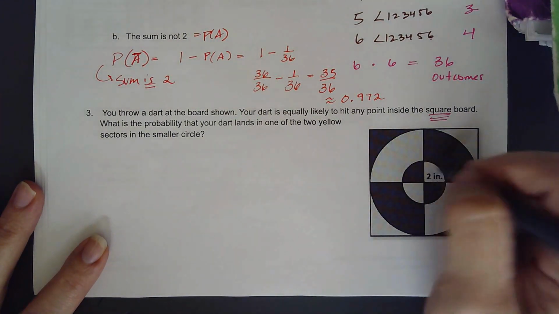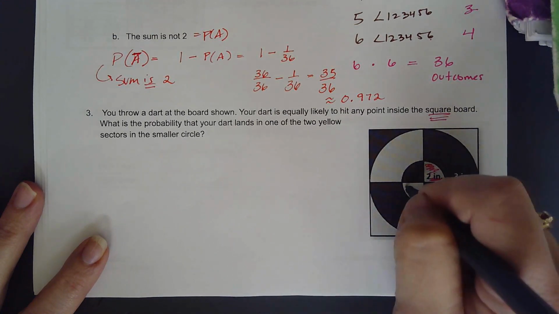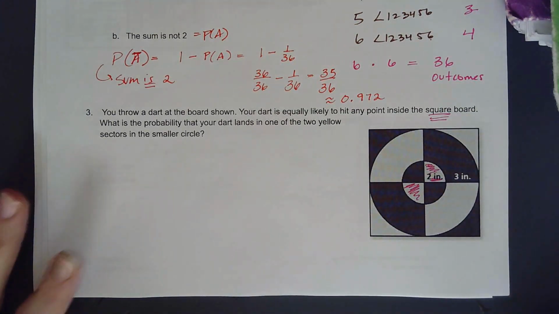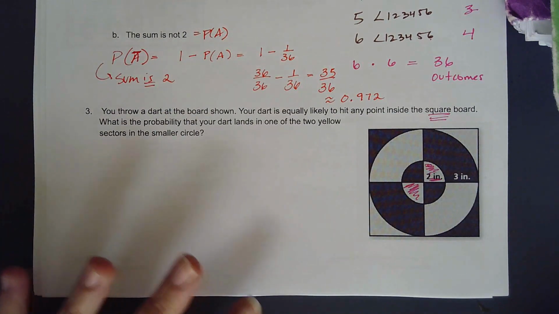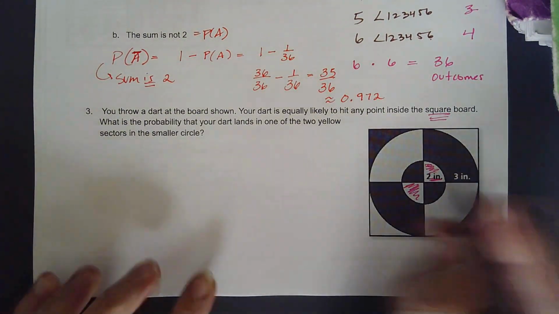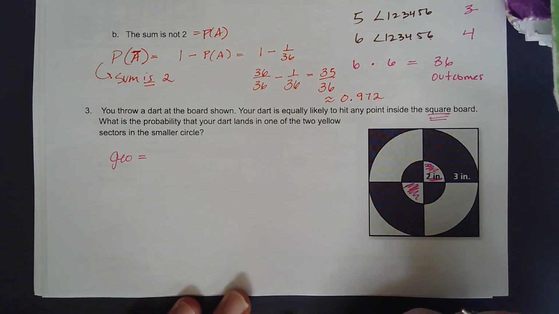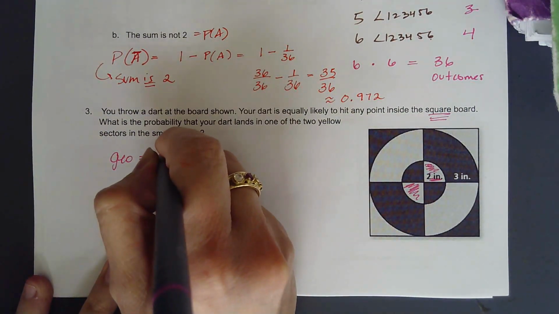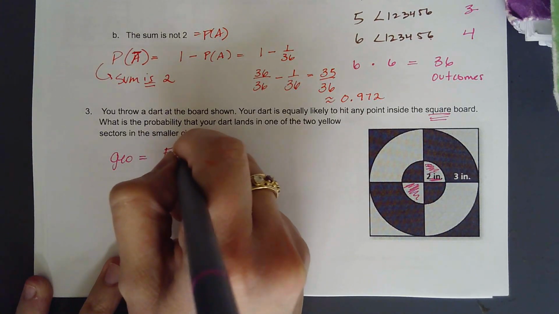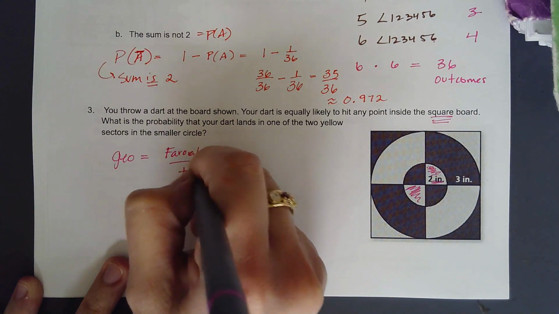Okay, so first of all, this was supposed to be colored. And so these little gray pieces here are considered our yellow sections. So just kind of use your imagination on that one. So the probability that your dart lands in one of the two yellow sectors. When you're doing a geometric probability, you want to look at, again, the probability of your favorable outcome over the total, okay?